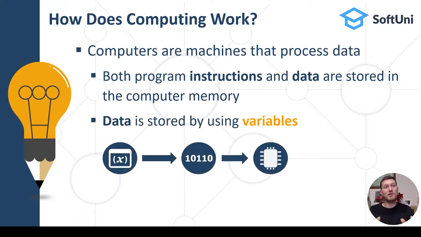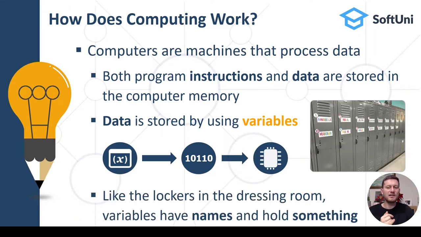Data in programming is stored using variables, which means that each variable may have a name and may have a value and location in the memory, just like the workers in the dressing room. So workers in the dressing room have names and have also some kind of labels or numbering or some way to locate and differentiate between them.